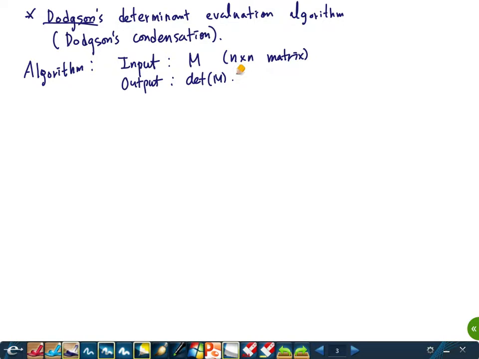Okay, let's describe the method. It's a recursive way. We reduce the size of the matrix one by one, and at the end we will obtain just a 1 by 1 matrix, which is just a number, and that will be the determinant. So let's say first A equals M, and B equals an n minus 1 by n minus 1 matrix with all entries 1. So everything is 1 here.